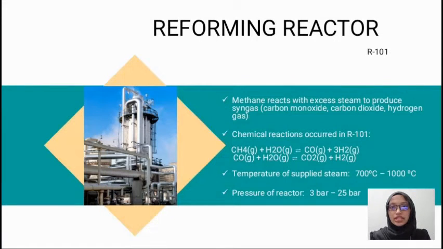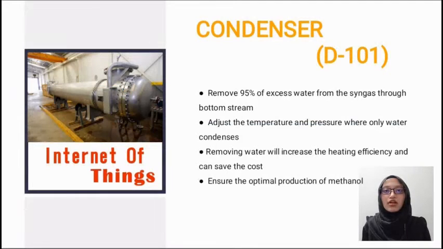In the reforming reactor, steam reforming occurs in which a mixture of carbon monoxide, carbon dioxide and hydrogen gas is produced, and this is the equation of the chemical reactions that occurred. Then the product of the reforming reactor, which is stream 3, is fed into a condenser in order to remove 95% of the excess water through the bottom stream, which is stream 4.